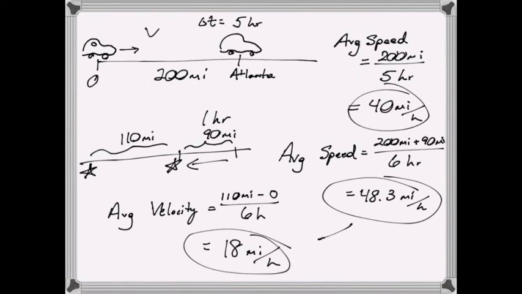Notice the difference here, because average speed cared about everything that we did, whereas average velocity only cared about our overall displacement.